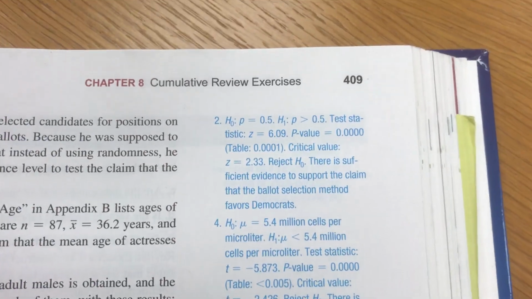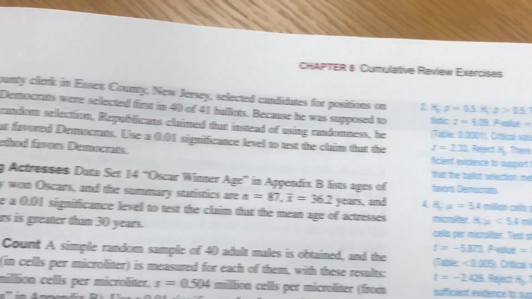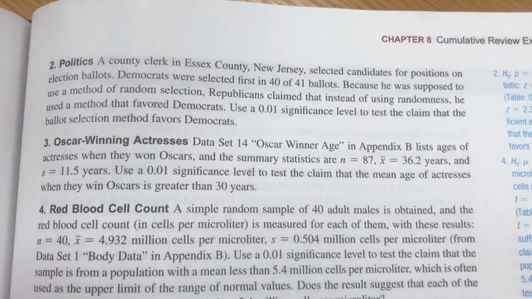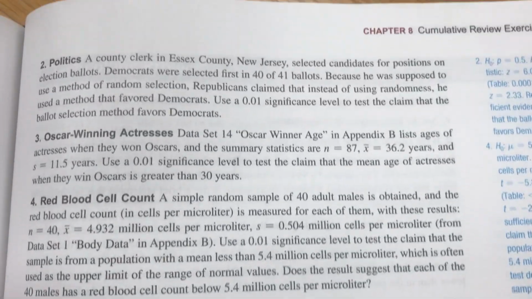So I'm going to be looking at the Chapter 8 Cumulative Review Exercises on page 409. I recommended number 2, number 4, and number 7. I'm going to take them one at a time.